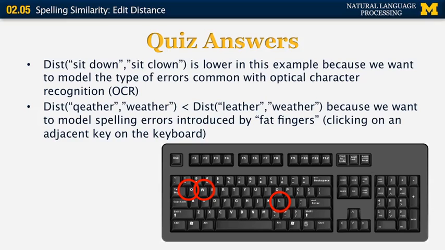It turns out that those two edit distances are actually motivated by the process by which people create text. So in the first example, the distance between sit down and sit clown is very small because in optical character recognition, or OCR, it is possible to mistake the D character for a sequence of C and L. If you look at the two, they look pretty similar, and very often OCR software will make this kind of mistake. So if we want to recover from mistakes in OCR, we want to assign a relatively low edit distance between sit down and sit clown.